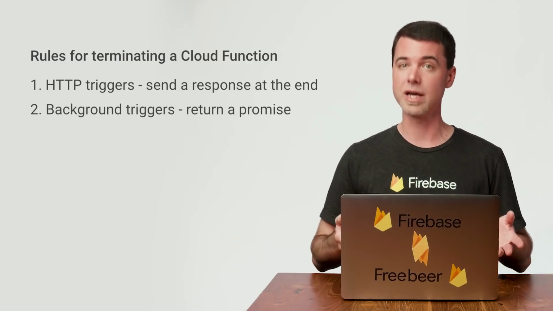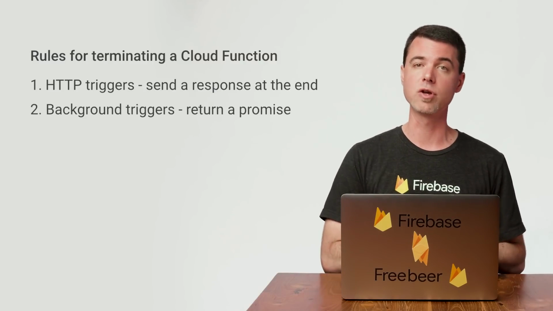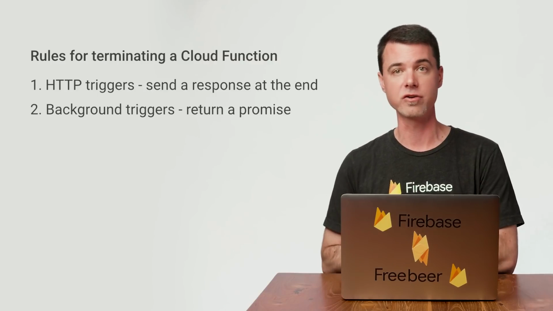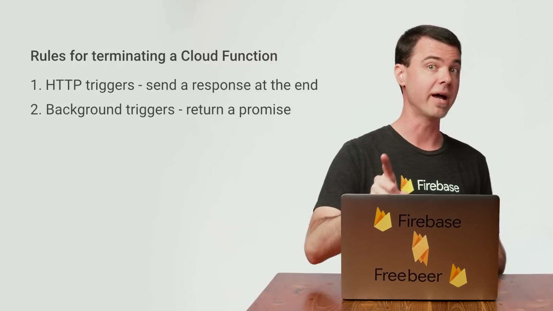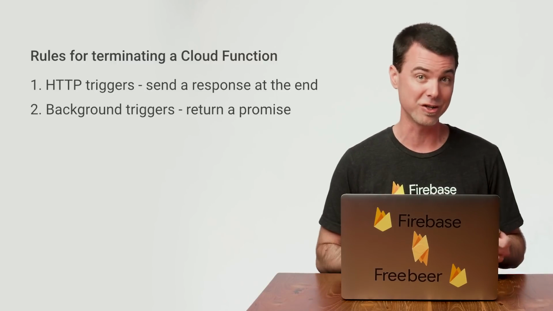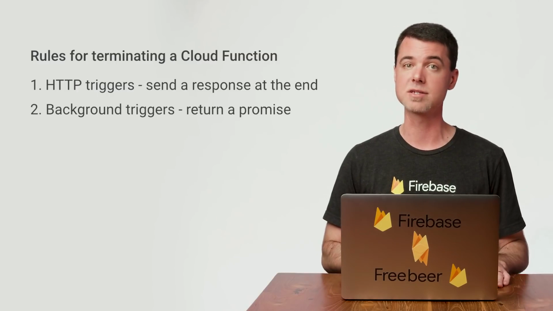Second, for all other types of triggers, called background triggers, you need to return a promise that's fulfilled only after the work that was started in the function is fully complete. If there's no work to wait on, you can just return null. But you can't leave any promises dangling in your function without proper handling. Otherwise, your pending work may not complete the way you expect.